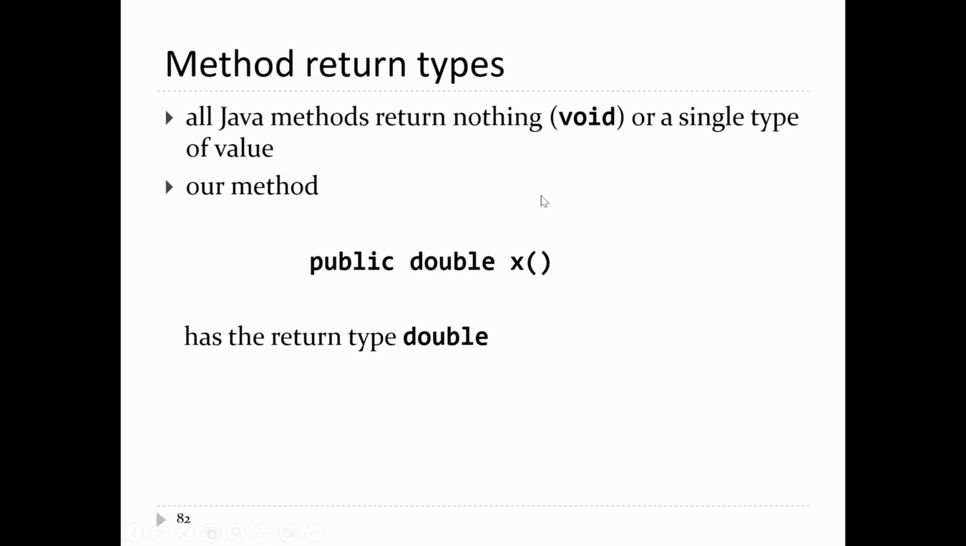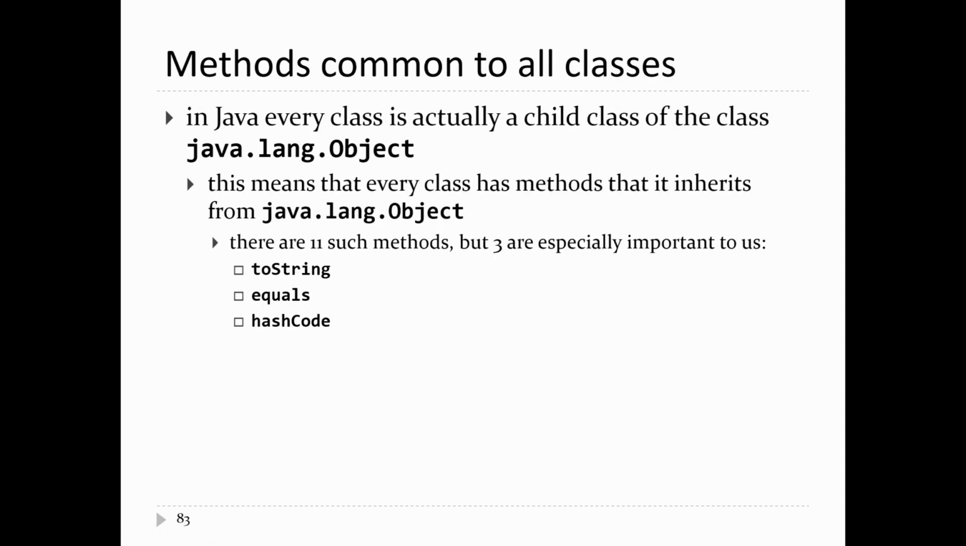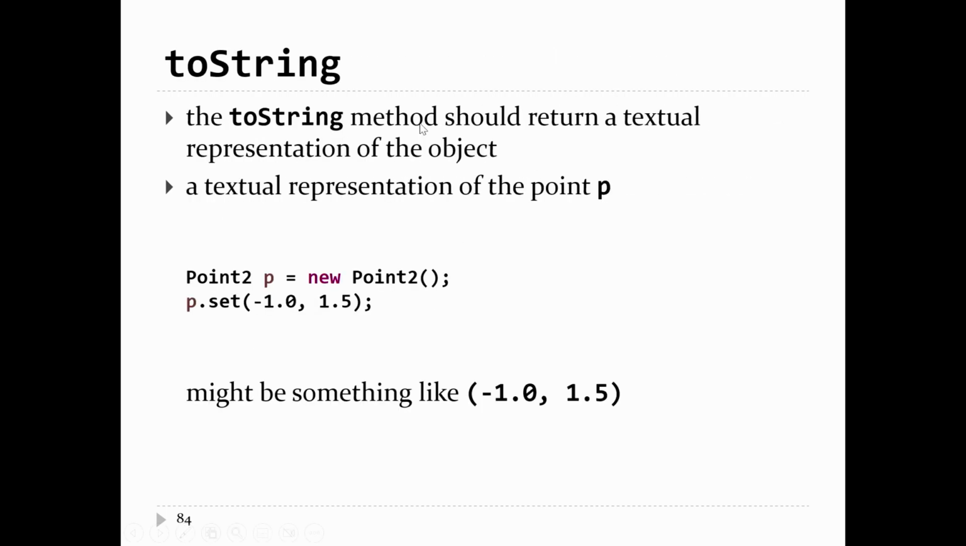The return type is either, so a Java method returns either something, so one return value, or it returns void. Right? So our method x returns a double. Okay, so just let me quickly jump ahead here.